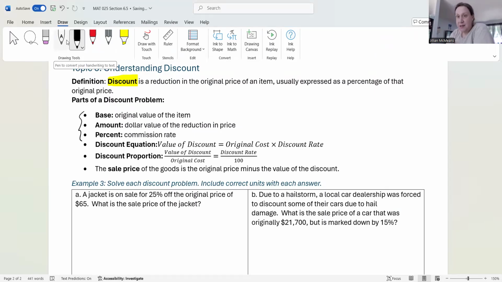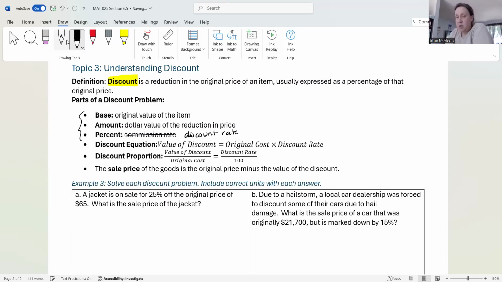So the base is going to be the original value of the item. What was the original cost of this discounted item? The amount is going to be the dollar value of the reduction in price. So what is the actual dollar value of the discount? That's your amount. And then the percent is going to be, shoot, I have a typo. The percent is going to be the discount rate.